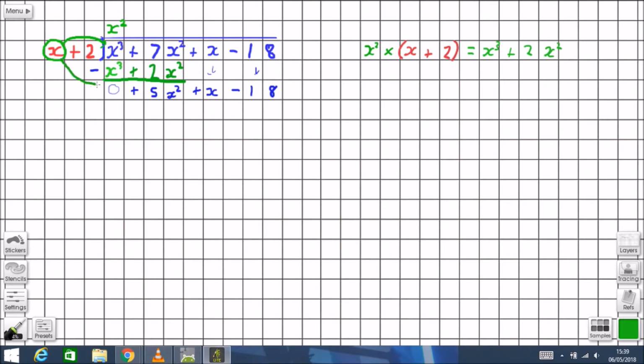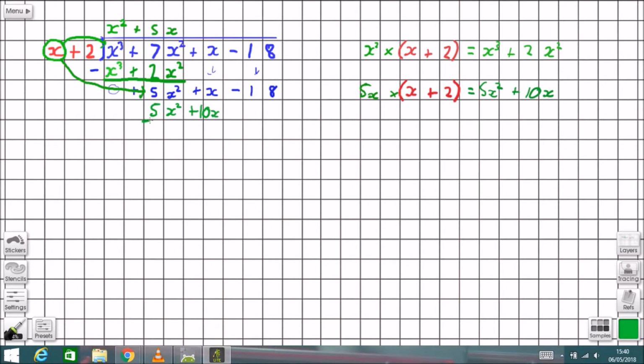We're just going to repeat the process and say how many times do I have to multiply x to get 5x squared? Well, the answer is simply going to be 5x, which we will then multiply by the red term again, 5x times x plus 2. That's what happens when we divide by 5x. We'll get 5x squared plus 10x. And once again, we'll remove this from the blue polynomial to find our new remainder. And we'll keep repeating this process until we get to the end.